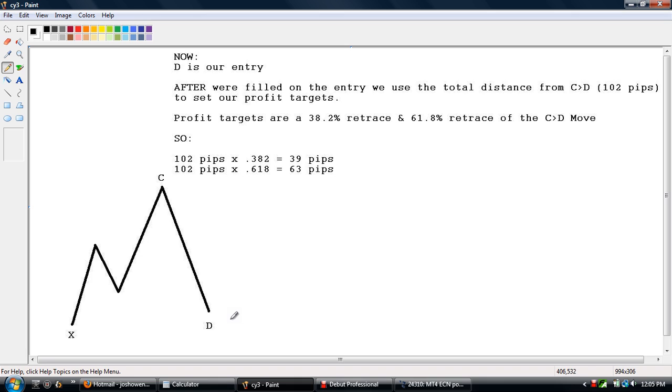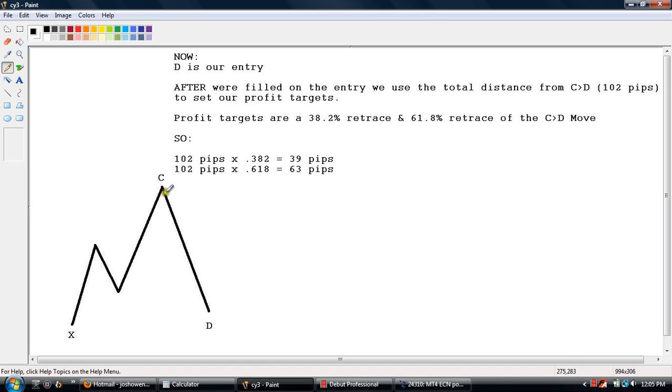Now that we're entered in the market, we know our stops go a static 10 pips below X. Whether it's a bullish or bearish setup, our stops are going to go 10 pips below the X here. But how do we get our profit targets? You don't need a fib tool to establish your stop loss. That's just an easy 10 pips below X, wherever X is. But you do need the fib tool to set your profit targets, okay?